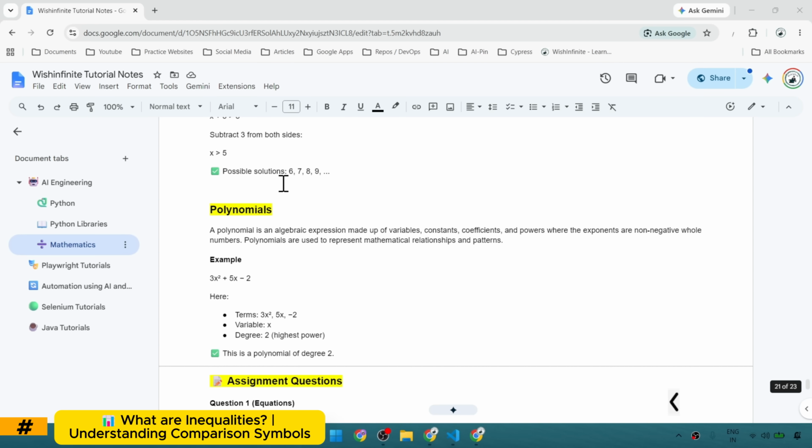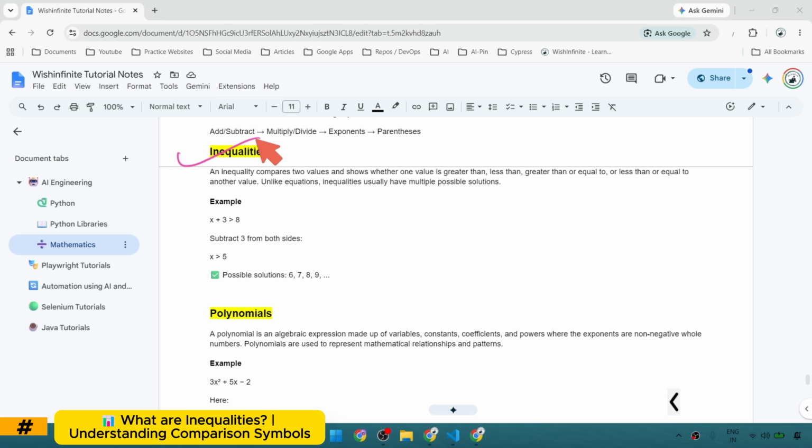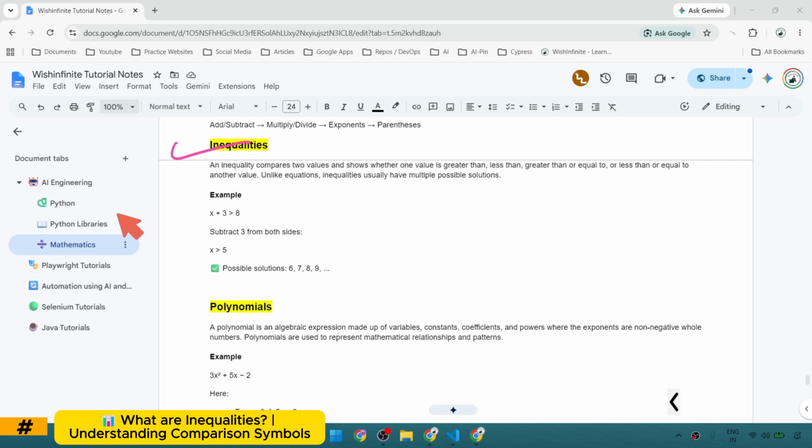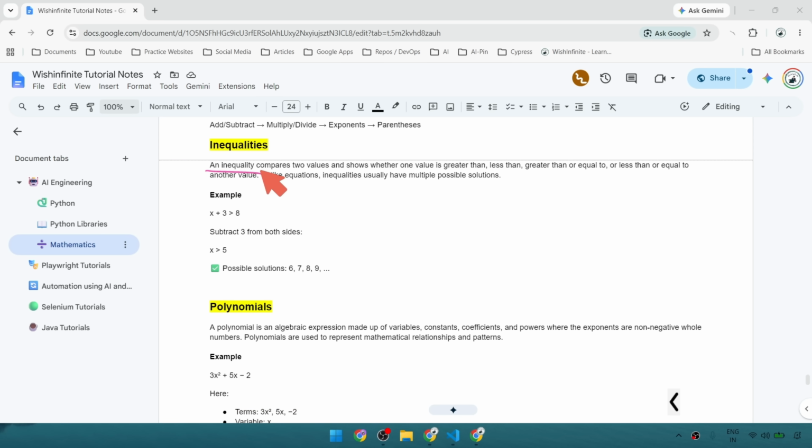And after the equations, we will talk about inequalities. So what are inequalities? An inequality compares two values and shows whether one value is greater than, less than, greater than equal to, or less than equal to another value. Unlike equations, inequality usually have multiple possible solutions.